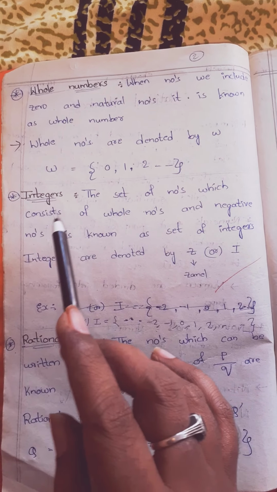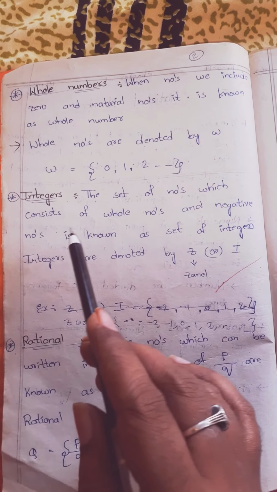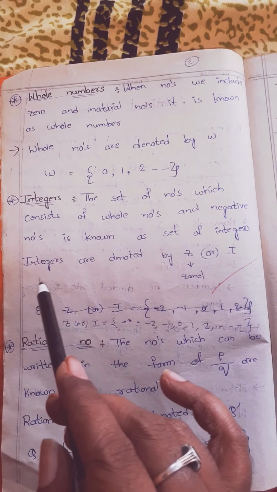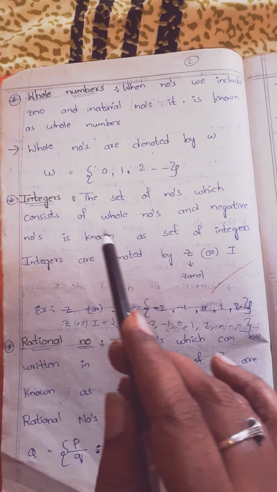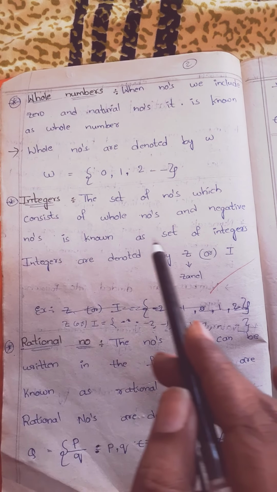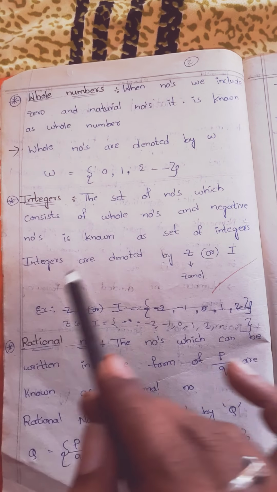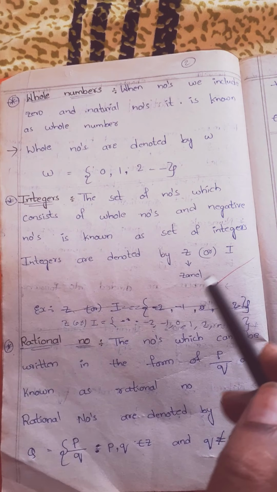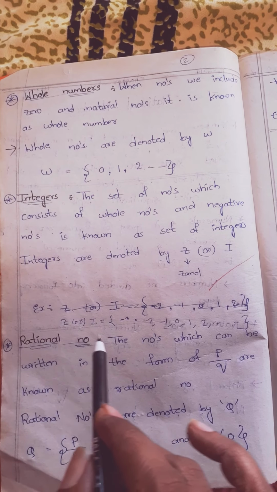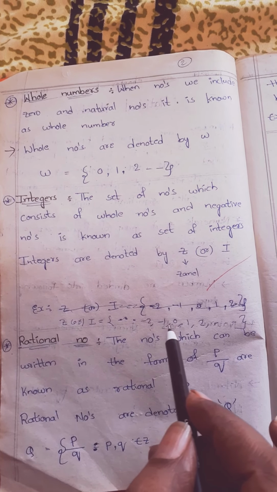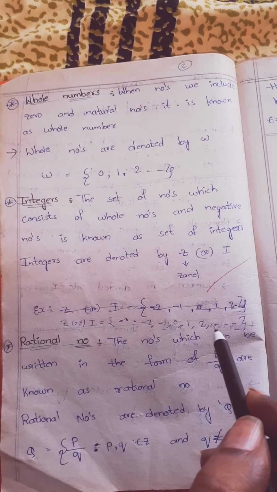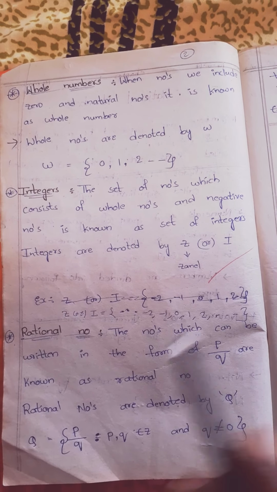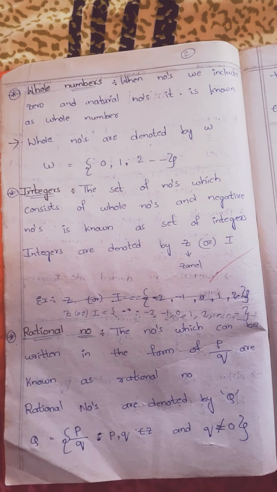Next definition, children, integers. The set of numbers which consists of whole numbers and negative numbers is known as the set of integers. Integers are denoted by Z or I. Z comes from Zahlen, it is a German name, children. So Z or I is equal to so on, minus 2, minus 1, 0, 1, 2, and so on. That is, positive and negative numbers including 0 are known as integers.